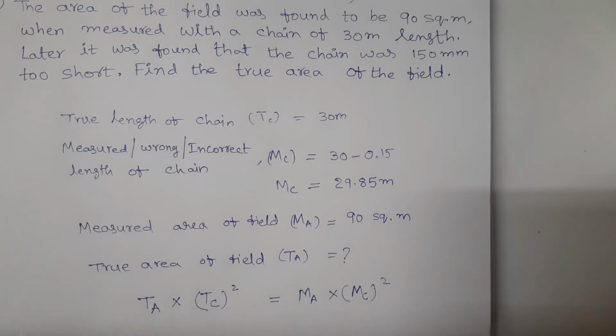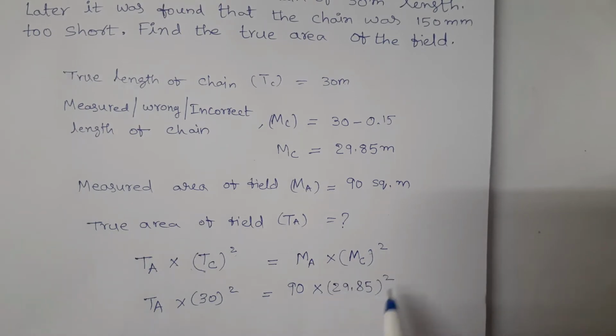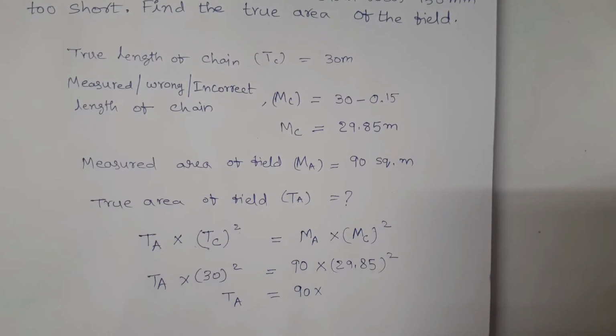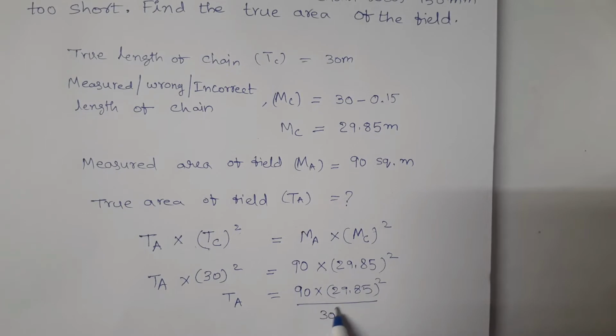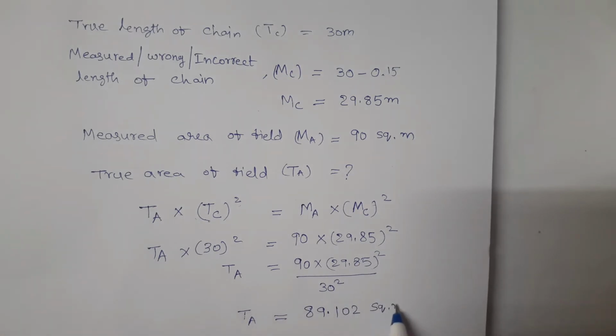True area into true length of chain, 30 whole square. Measured area is 90. Measured length of chain is 29.85 whole square. Therefore, true area of the field is equal to 90 into 29.85 whole square divided by 30 square. True area of the field is equal to 89.102 square meters.